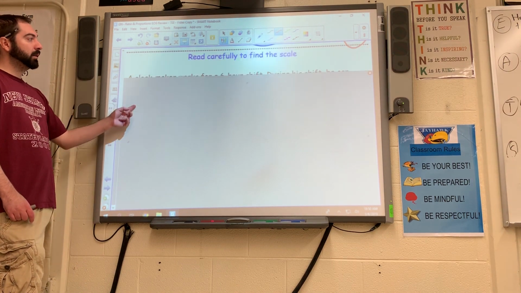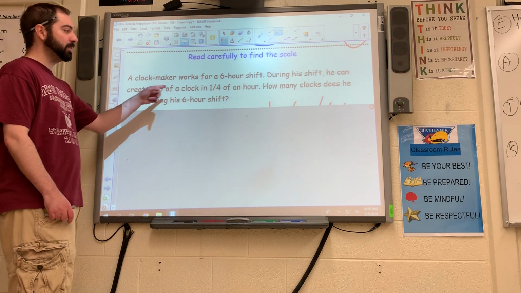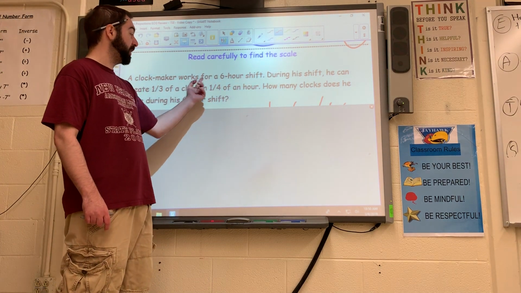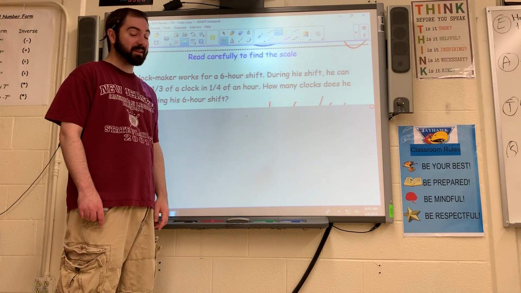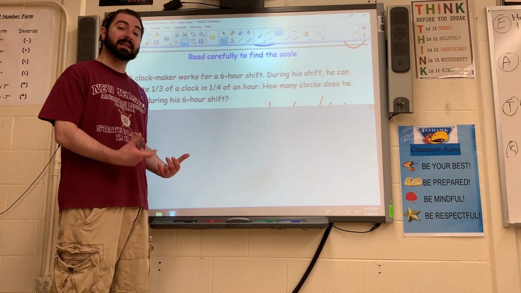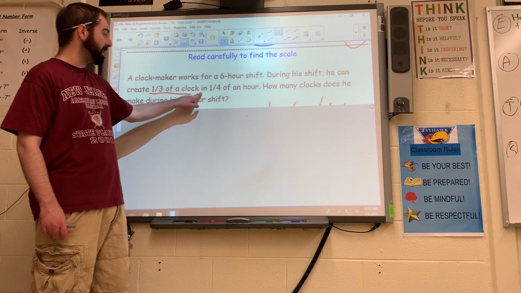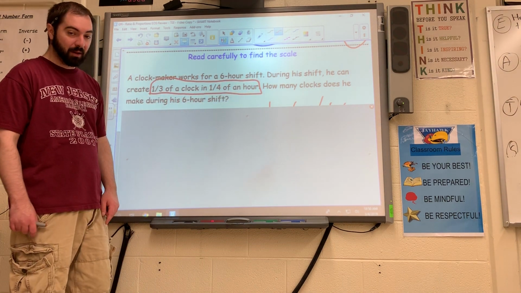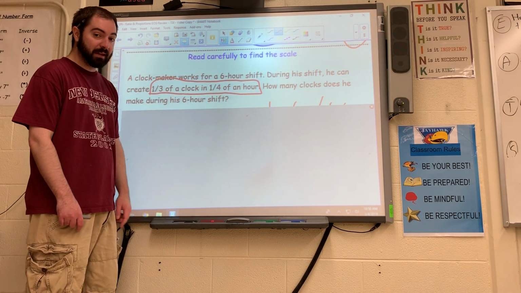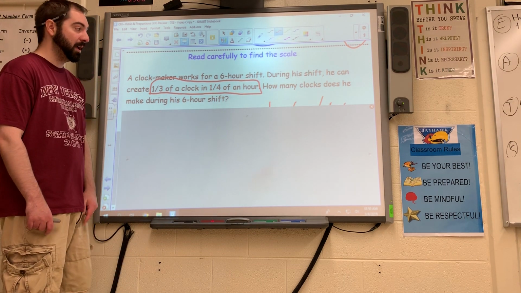Second one. Okay, again, read carefully till you find a scale. A clockmaker makes 6 hours, or works for 6 hours. Again, this is all by itself in the problem. That's not the scale. That's just a scenario. It's trying to tell me something. During the shift, he can create 1/3 of a clock in 1/4 of an hour. Right there, that is my scale. The two numbers in the same sentence, they go together, they make a ratio, they make a ticket, they are trying to help you out.